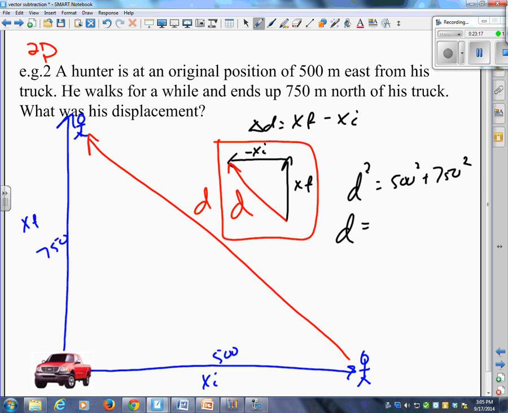So that's going to be 500 squared plus 750 squared, and then take the square root. 901. And I need this angle. And the angle goes like this. Opposite over adjacent. Opposite is my xi, which is my 500. Yes?